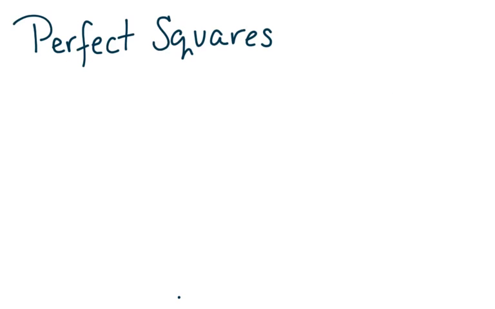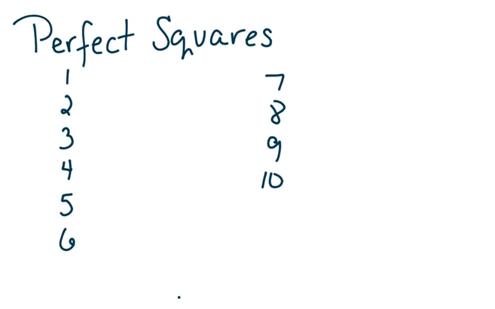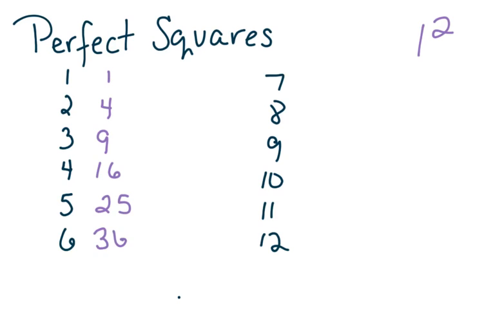All right, so let's talk about some perfect squares. If I write some numbers down: 1, 2, 3, 4, 5, 6, 7, 8, 9, 10. Those are the most common ones, but I like to throw in 11 and 12. Now, perfect squares are really just taking those numbers and squaring them. So 1 squared is 1, that's easy. 2 squared is 4, 9, 16, 25, 36, 49, 64, 81, 100, 121, and 144.